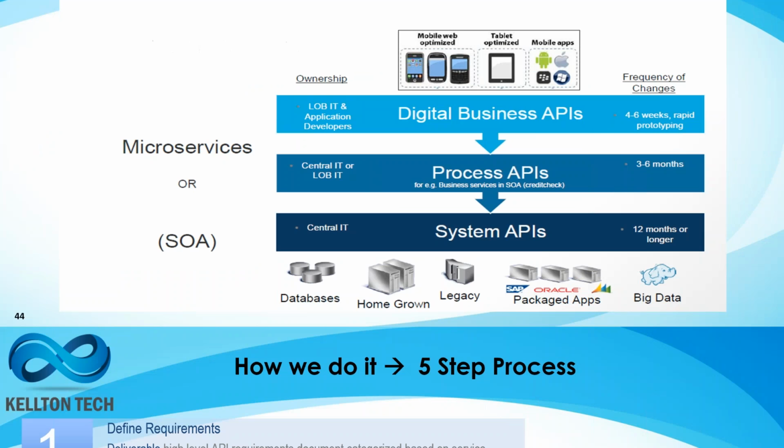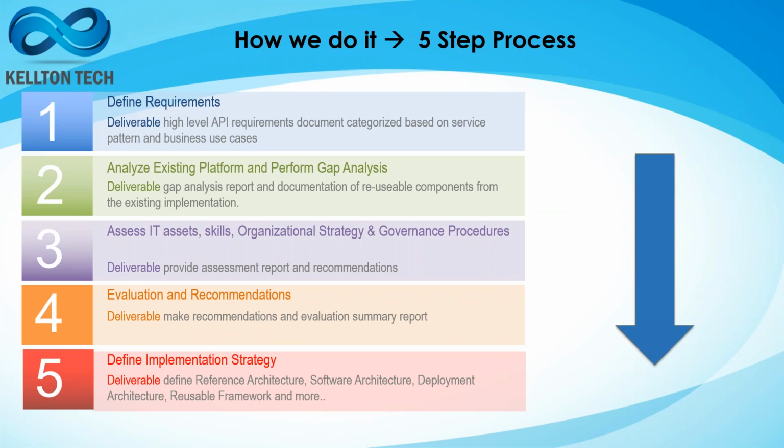So how do we do this? We follow a 5-step process. We define your high-level API requirements, and we document them, and we do the gap analysis, assess the IT assets and the skills, organization strategy, and governance procedures. We make the recommendations, and we define the implementation strategy with the reference architecture and software architecture.